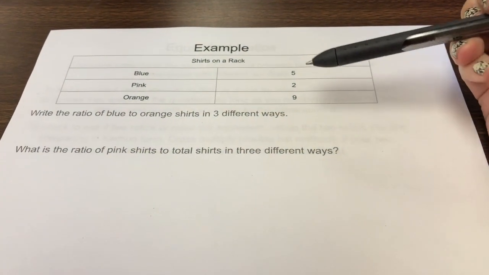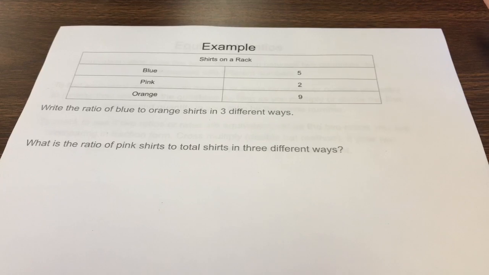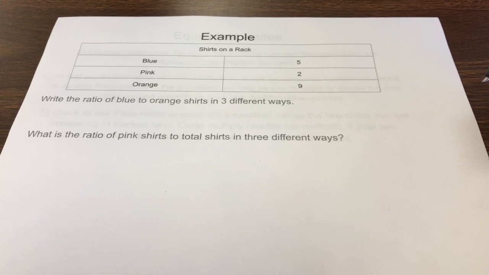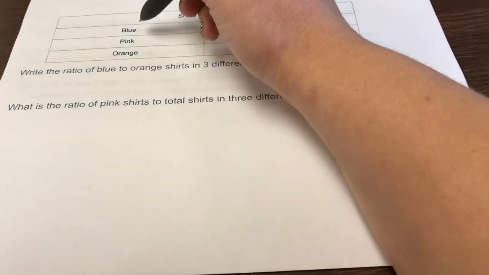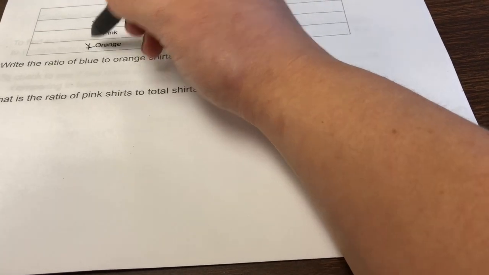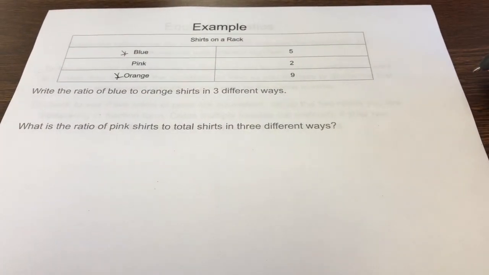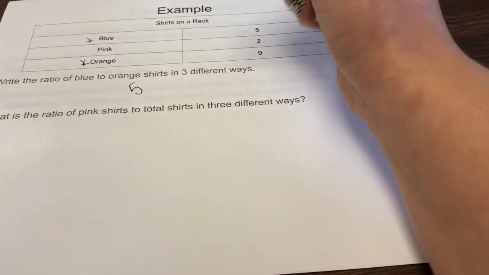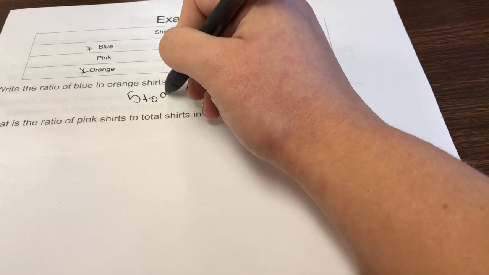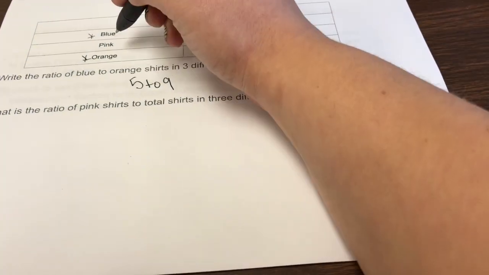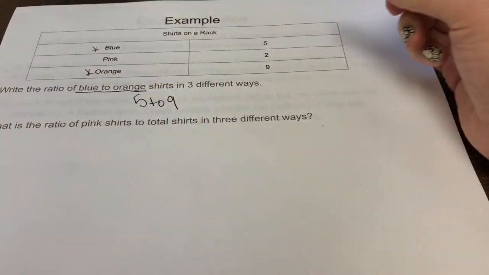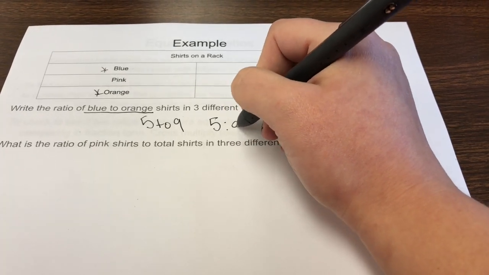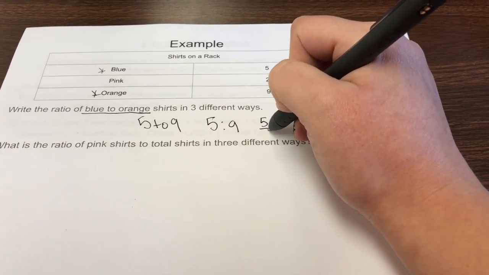Okay, so here we have a table. When you're working with ratios and rates, they love tables. And so let's look at what they're wanting. Write the ratio of blue to orange shirts in 3 different ways. We are looking at the blue shirts and we are looking at the orange shirts in this question. Looking at this, I have 5 to 9, because we want the blue shirts first, and we have 5 blue shirts. So then we can have 5:9 and 5/9.